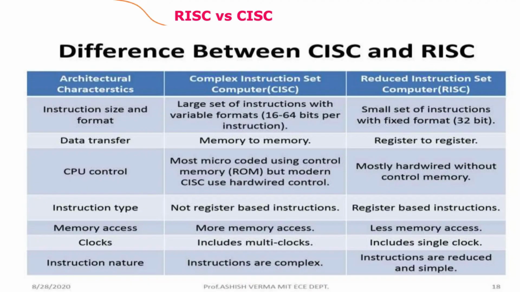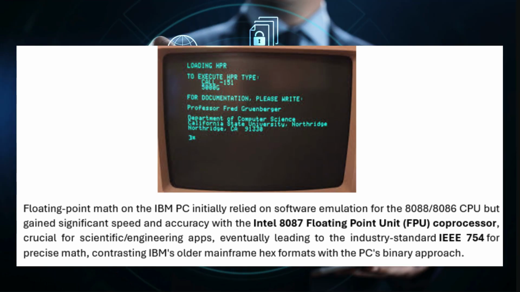Then the floating point math and the IBM PC. Finally, Intel introduced the 8087 coprocessor to handle complex decimal math, the floating point operations that the main CPU struggled with. Then came the IBM PC. In 1981, the IBM PC debuted with a variant of the 8086 called the 8088. Its runaway success, combined with Microsoft's DOS, turned the x86 architecture into the global standard for personal computing that remains dominant to this day.